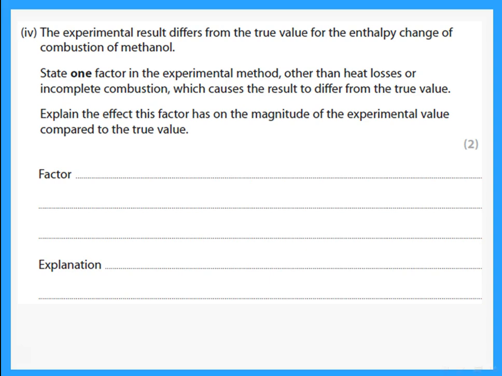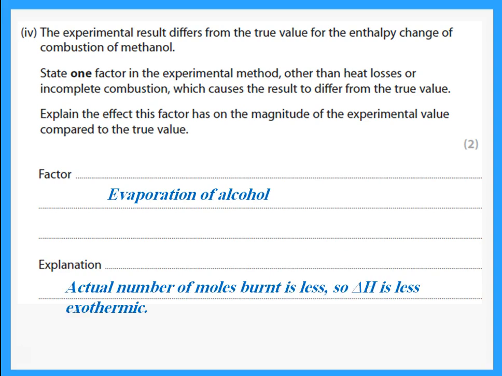The experimental result differs from the true value. State one factor in the experimental method other than heat loss or incomplete combustion. So he's saying I cannot say heat loss to the environment, and I cannot say incomplete combustion. I need something else. So what do we have? We said that if we're measuring the mass, the alcohol evaporates. So the actual mass that he measured is not actually what gave out heat, because it's not the accurate mass. So we don't have the accurate number of moles, and therefore the delta H is not correct.